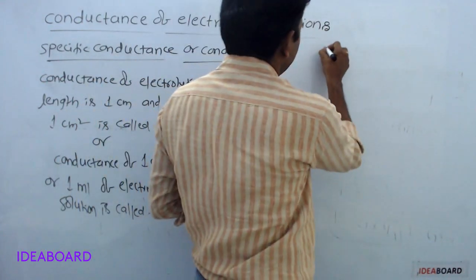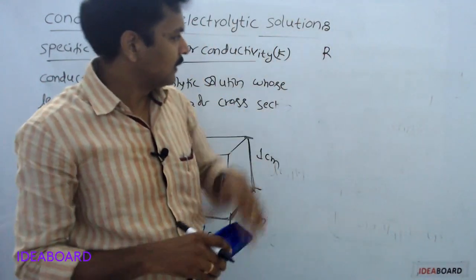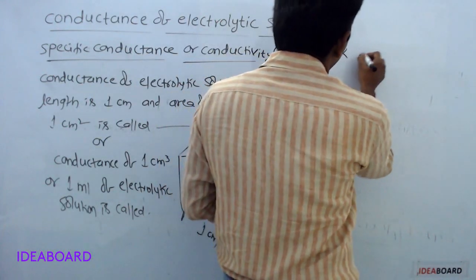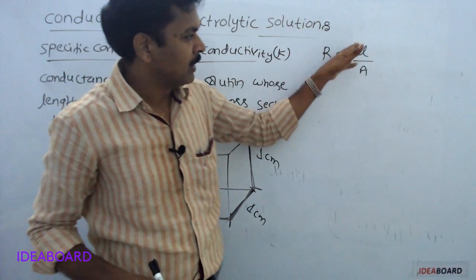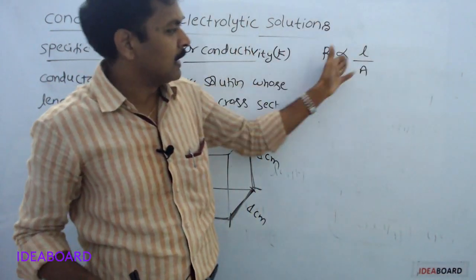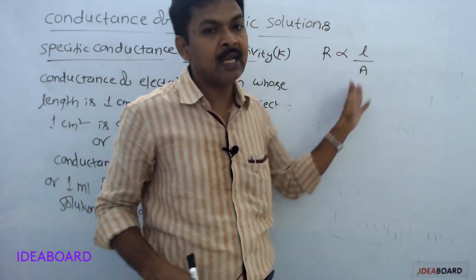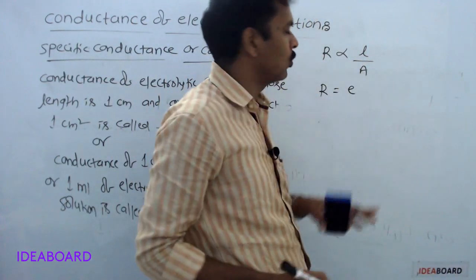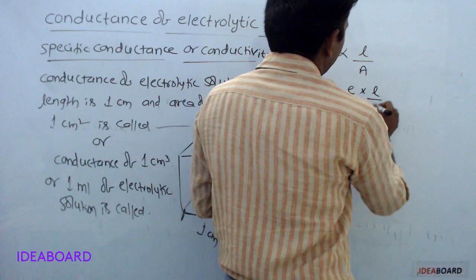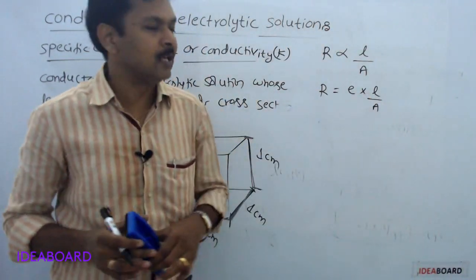So here this R is resistance. R is directly proportional to L by A. Resistance of the conductor is directly proportional to its length and inversely proportional to area of cross section. R is equal to proportionality constant rho into L by A.